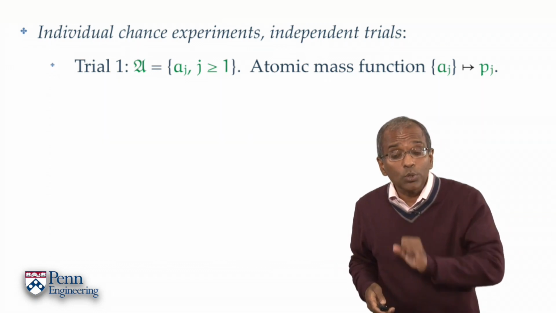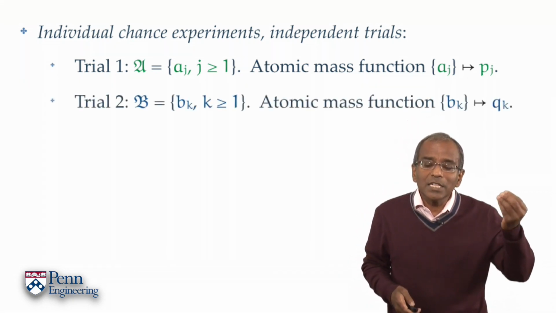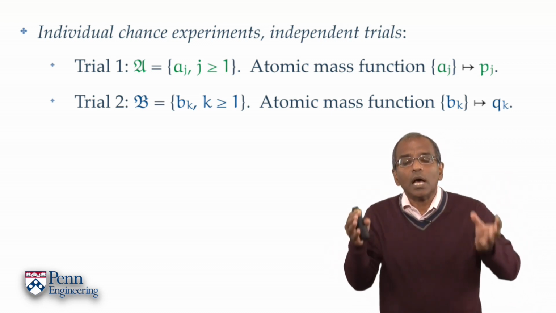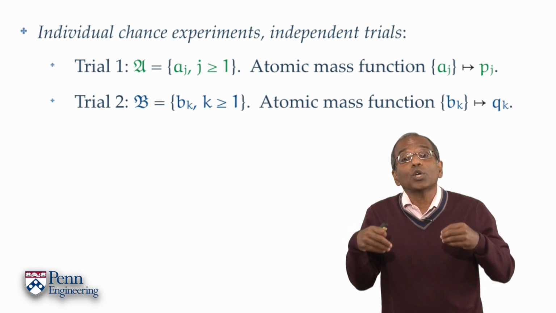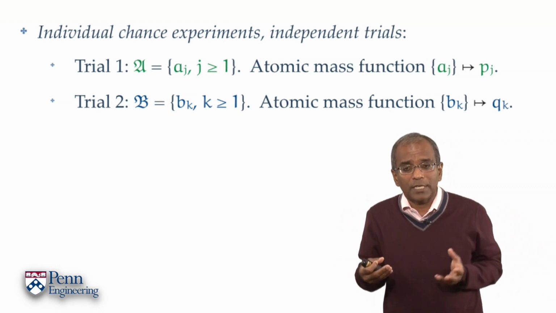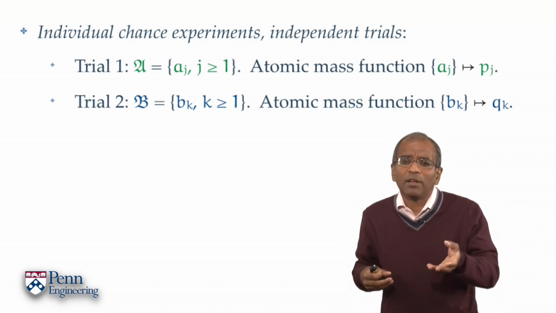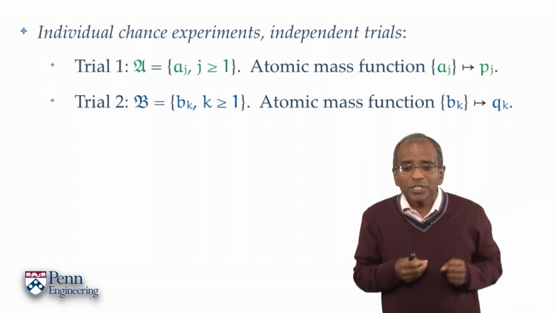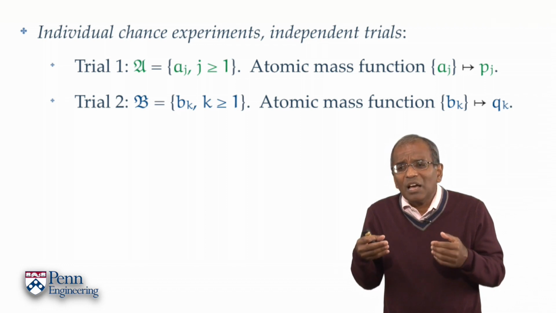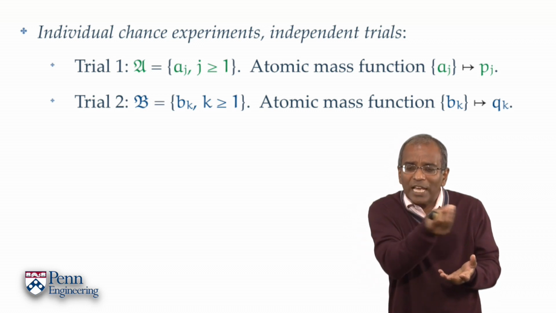Excellent. Color-coded green to keep in mind that this represents things for the first trial. The experiment is not concluded. We're now going to do another chance experiment, a second individual chance experiment, a second trial. Its results are captured in a set, let's call it Gothic B, and Gothic B could be a finite or infinite set. Let's call the elements of Gothic B, B sub k, where k ranges over various finite or infinite ranges. We're going to call it B sub j instead. A rose by any other name would smell as sweet.